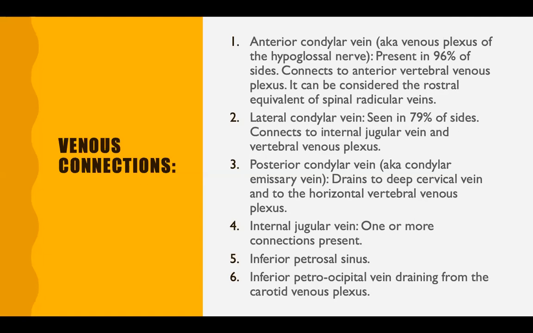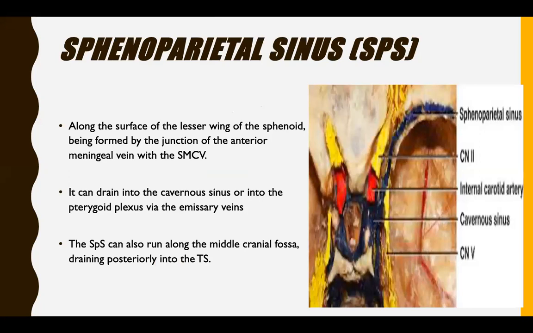The anterior condylar vein is also known as the vein of the hypoglossal nerve, which is present in almost 96%. The lateral is present in 79%. The posterior condylar vein basically drains the deep cervical vein. The IJV can have a connection with the anterior condylar confluence. Inferior petrosal and petrooccipital veins are other veins which drain into the anterior condylar confluence.